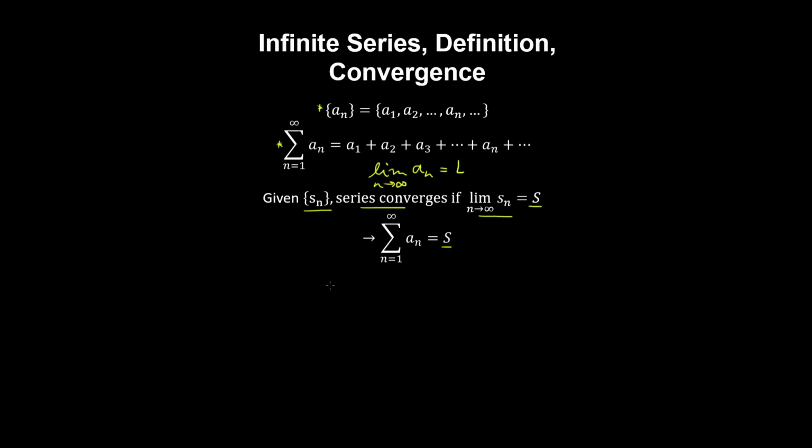So the sequence of partial sums can be defined as follows. The first partial sum is A1, and the second partial sum is A1 plus A2, and the nth partial sum can be written as follows. And to actually check this limit, we need to find a closed form expression for the partial sum of the series. And we'll do that in an example.